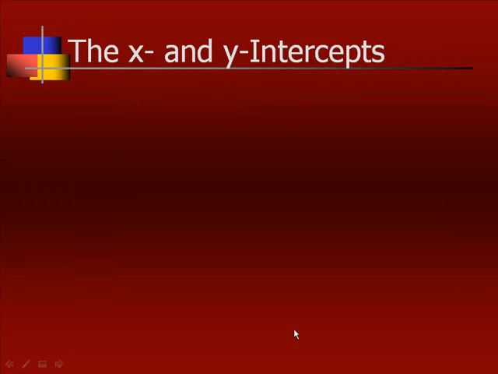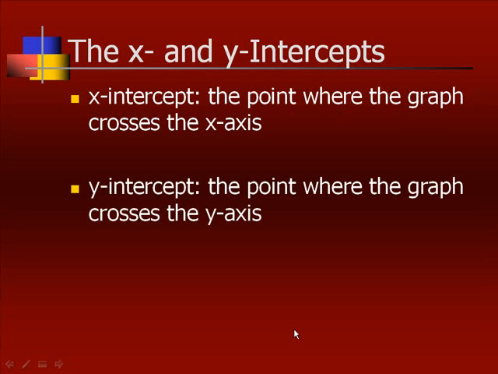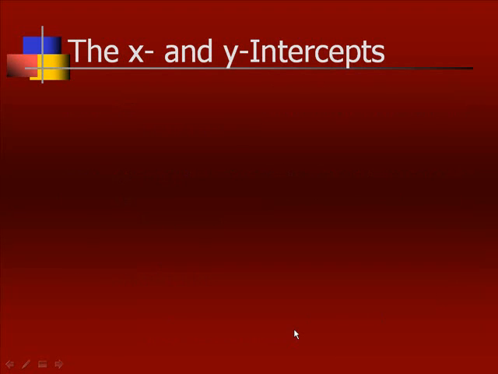Now, another way we can graph is using x and y intercepts. The x-intercept is the point where the graph crosses the x-axis. The y-intercept is the point where the graph crosses the y-axis. Two distinct points determine a line, so we can use these intercepts to graph a linear function.